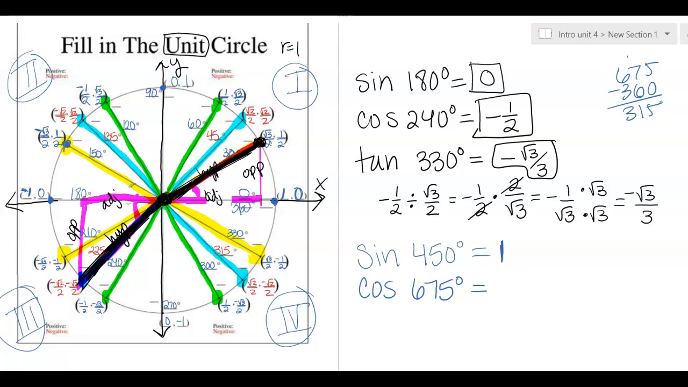You can see the x and y coordinates for 315. And then remember here, you're focusing on calculating cosine. Cosine works with the x coordinate. So the x coordinate at that position is rad 2 over 2. Okay? So the cosine of 675 degrees is rad 2 over 2.